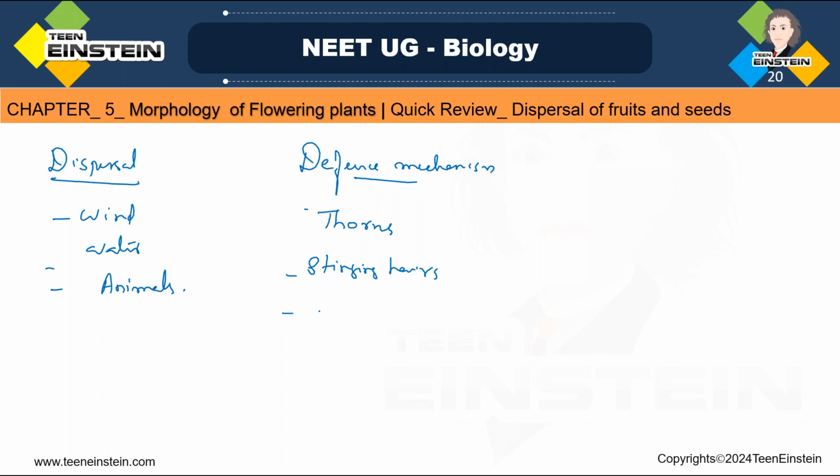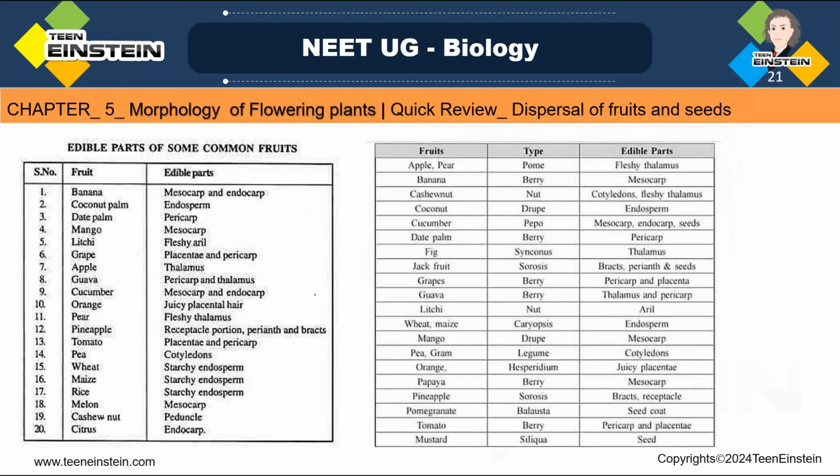So all these are the defense structures, or the plant itself is developing defense structures. Then here I have given a list of edible parts of some common fruits. So you have to note down all these in both the tables. In the second table you can see the fruit and which type of fruit it is, and in the first one, fruit and the edible part.